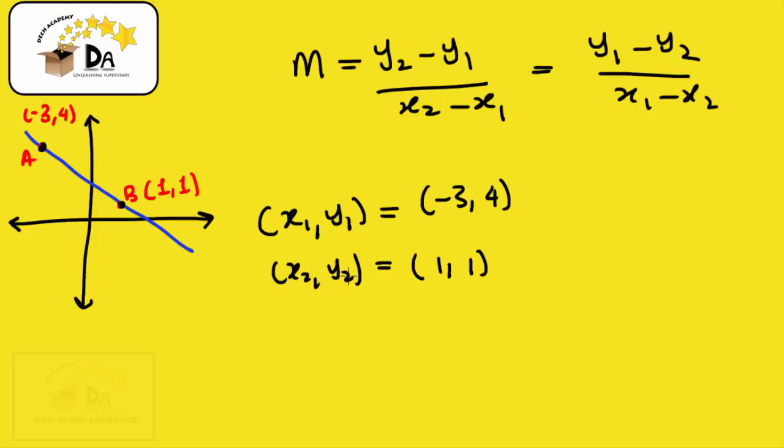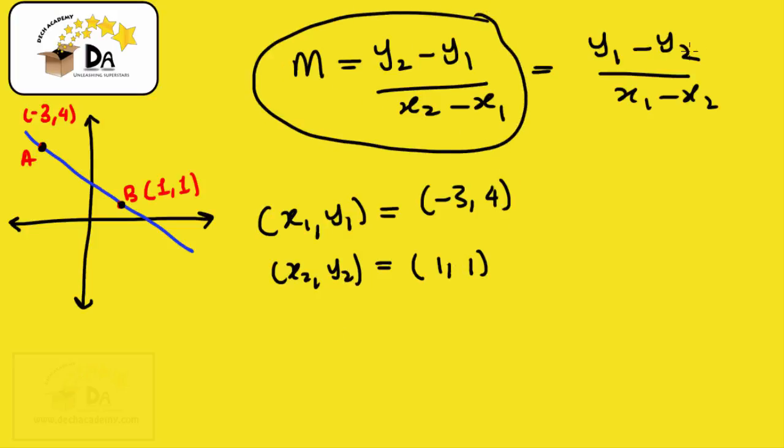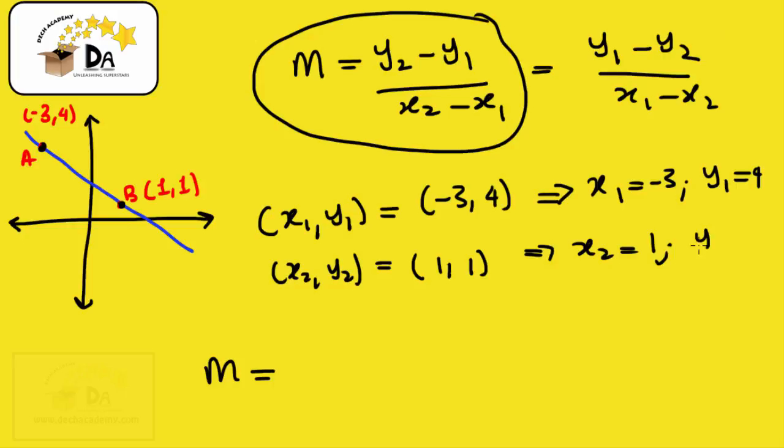So x2 is 1, y2 is 1. So now using either this formula or this one, we can determine the gradient. Let's use the first formula. It tells us that m is y2 minus y1. In fact, let's list out our values. x1 is minus 3, so it's good practice. y1 is 4, x2 is 1, and y2 is 1.